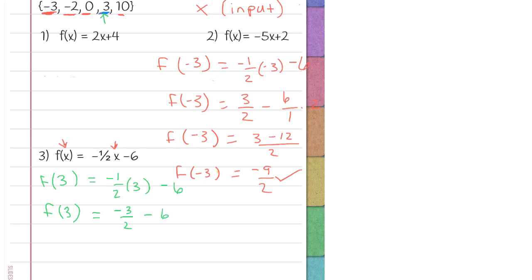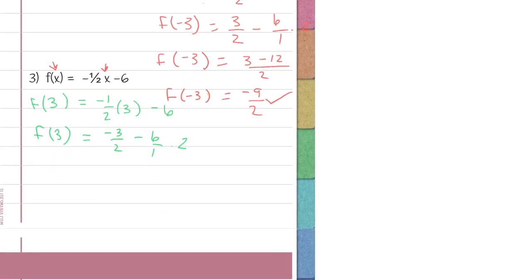What is negative 3 over 2 minus 6? Again, I don't have a calculator, so I'm going to do it by hand. But if you have a calculator, feel free to skip over this. So I have f of 3 is equal to negative 3 minus 12 over 2. And then negative 3 minus 12 is just negative 15 over 2. And that would be it for that one.